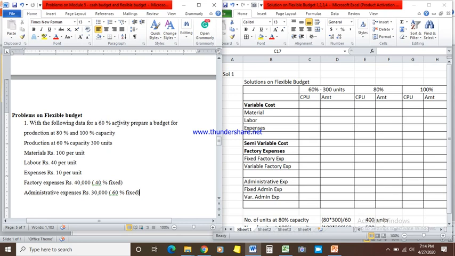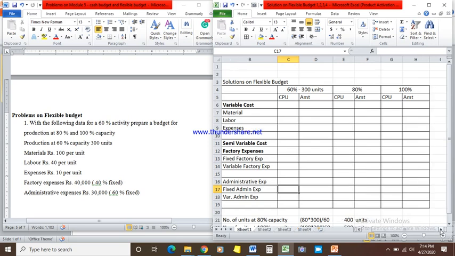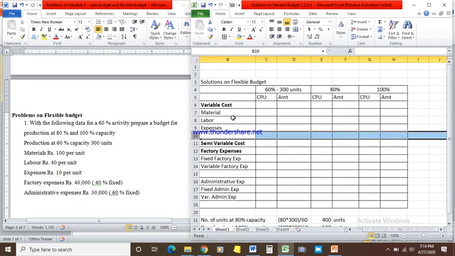So what we are supposed to do is first, at 60% capacity, prepare how the cost structure looks, and taking that as a base, we go for 80% and 100%. This is the format I have kept ready in order to save time in solving. So at 60% capacity, presently the company is manufacturing 300 units. The cost per unit and amount column is mentioned. At 80% and 100% capacity, how many units is the company going to manufacture?